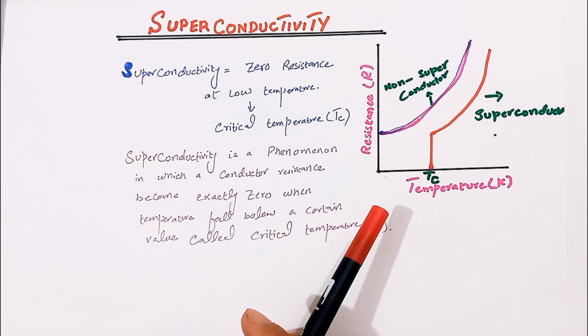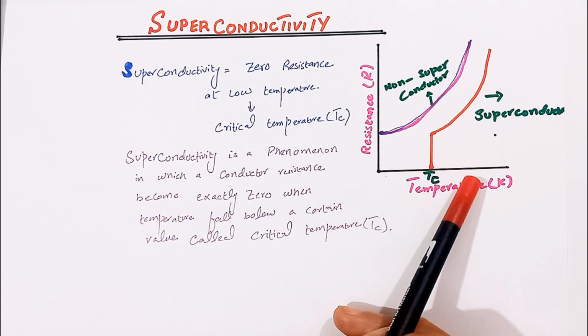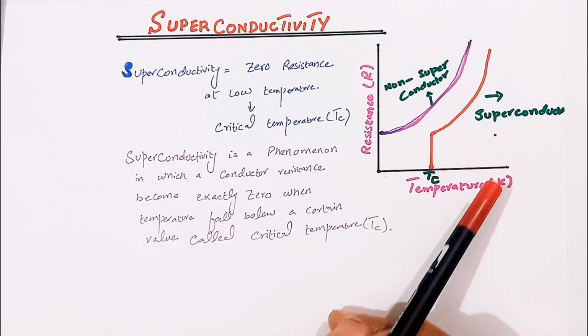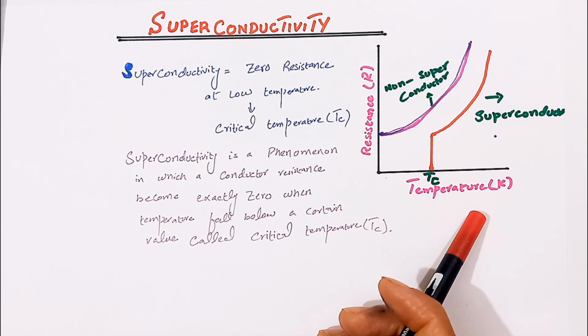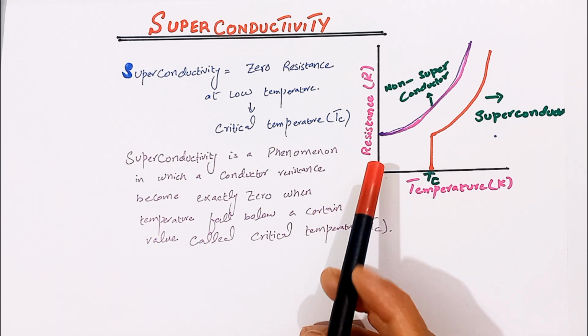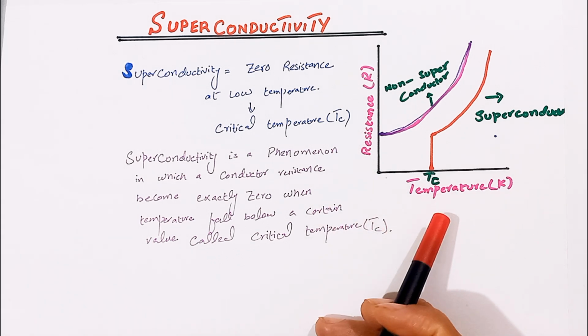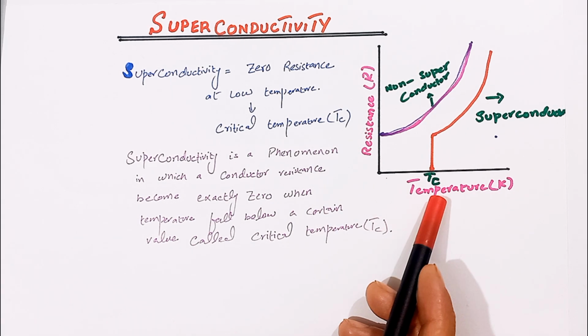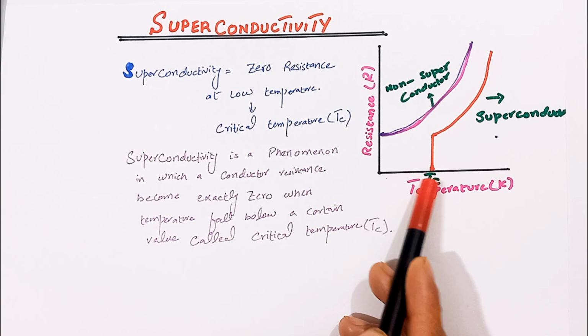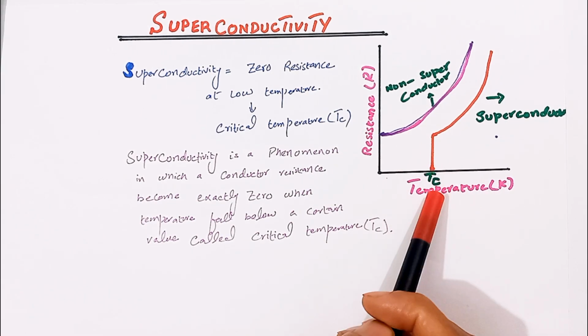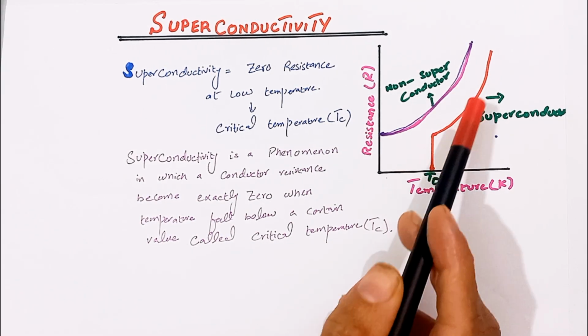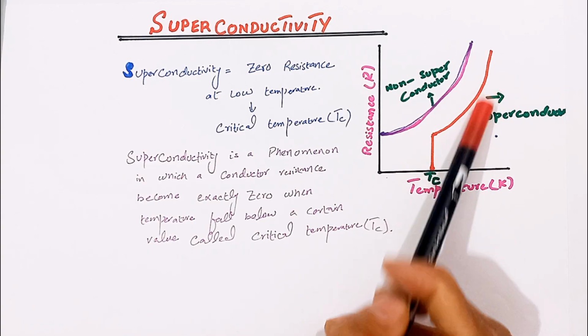Now we explain the diagram. Let's understand this diagram of the superconductor with the help of the graph. On the x-axis we take the temperature and on the y-axis we take the resistance R. Now we look at this superconductor. Below critical temperature Tc, resistance is zero. It is the flat line. At Tc, resistance suddenly jumps, and above Tc it behaves like a normal conductor.